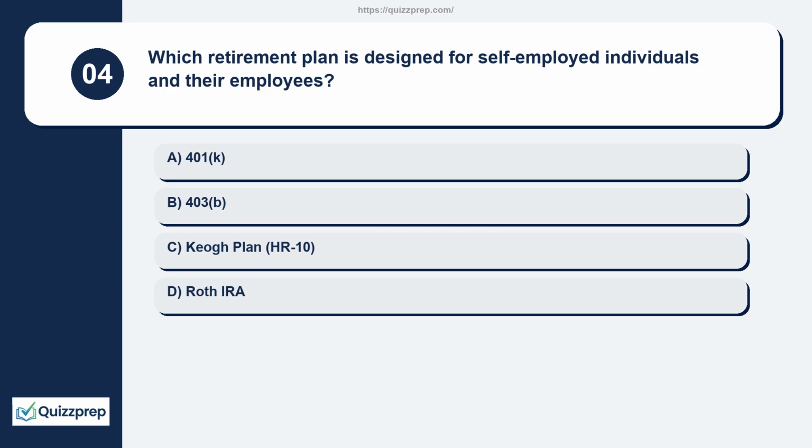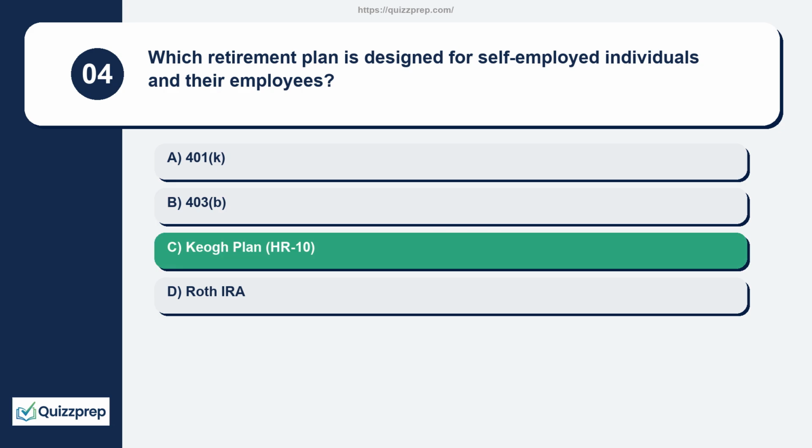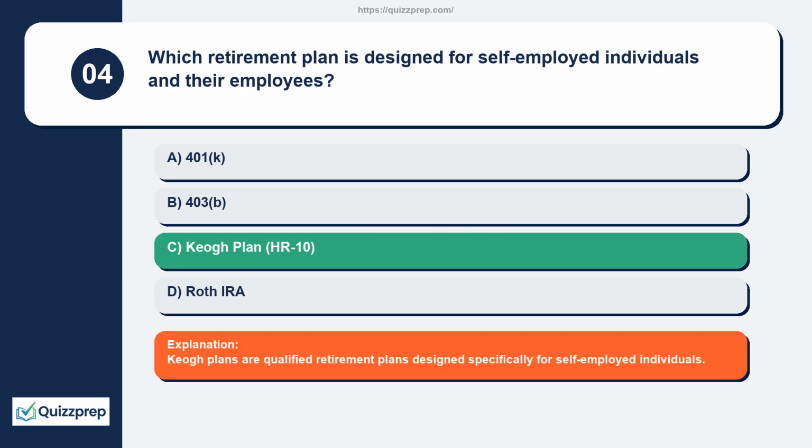Question 4. Which retirement plan is designed for self-employed individuals and their employees? 401k, 403b, Keogh Plan, HR 10, Roth IRA. Keogh plans are qualified retirement plans designed specifically for self-employed individuals.